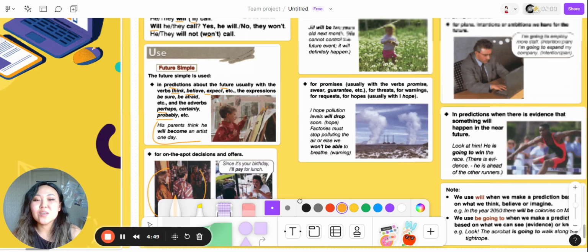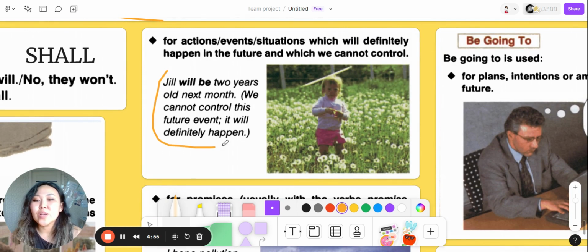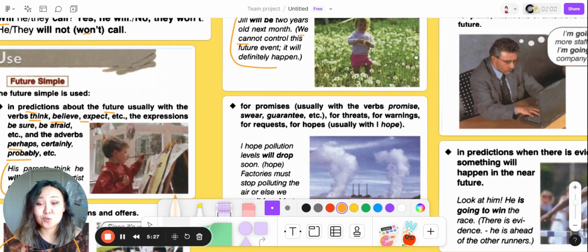So then, next one. Also, very good example. Jill will be 2 years old next month. So in this case, we cannot control this future event, and it will definitely happen. So you can use future simple for actions, events, situations which will definitely happen in the future and which we cannot control. For example, I can say that in 2 months, it will be summer. Or I will be 34 next year. So again, we can't control it. That's why we can use future simple.